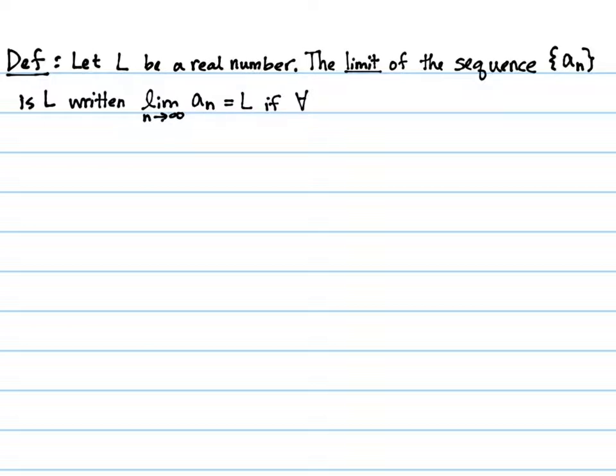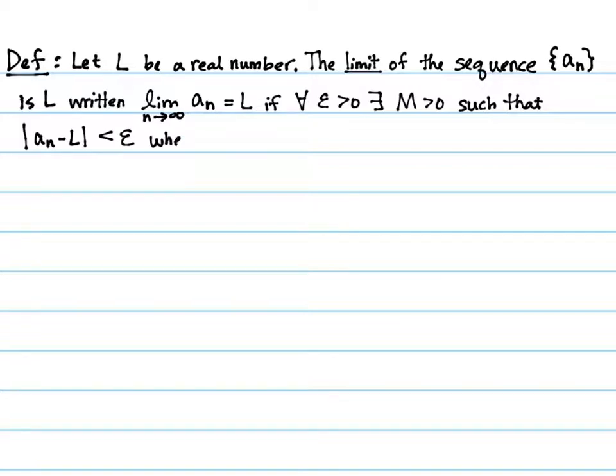This would be: for every epsilon greater than 0, there exists, that's that E that goes backwards, there exists a capital M greater than 0, such that the absolute value of A sub n minus L is less than epsilon whenever n is greater than that capital M.